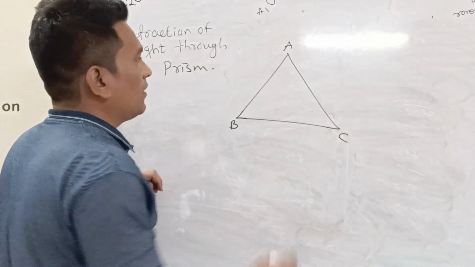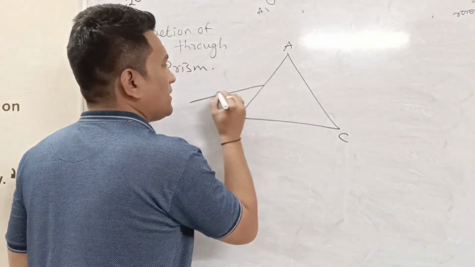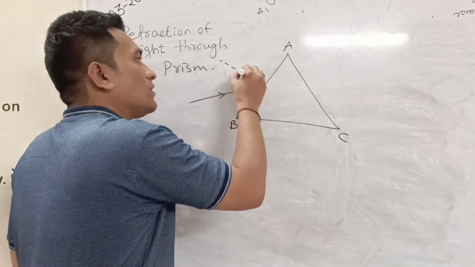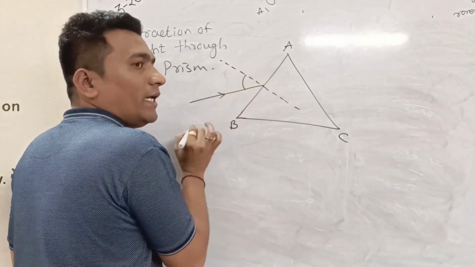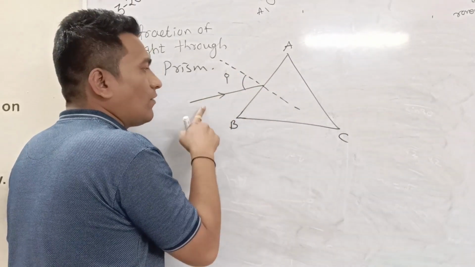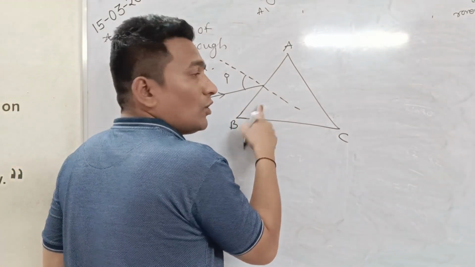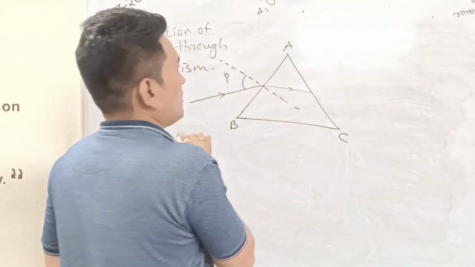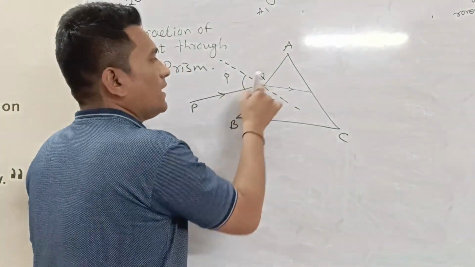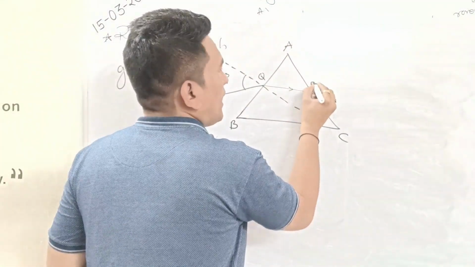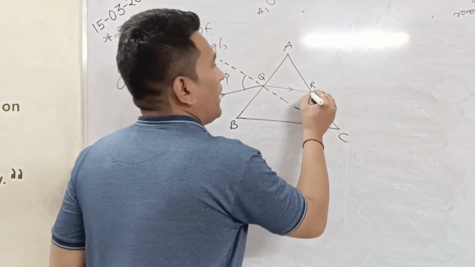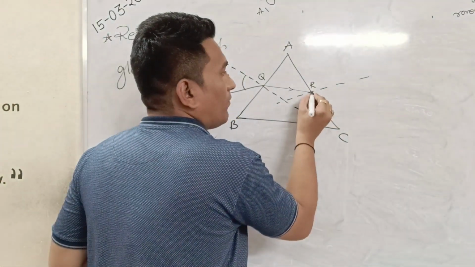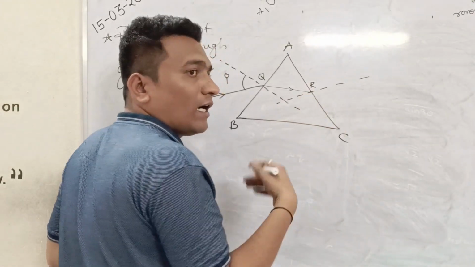Let us suppose this is the incident ray. It is incident obliquely on refracting face AB. This is the normal which is drawn, so this angle will be the angle of incidence. The light ray is traveling from air to glass, so it will bend towards the normal. Let us suppose PQ is the incident ray and QR is the refracted ray. Now the light ray is traveling from glass to air, so let us draw the normal over here. It will bend away from the normal.